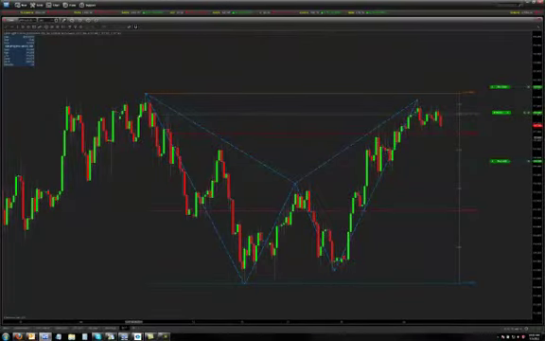But anyway, just wanted to show this to you guys. Keep an eye on this. Basically, this is what you want to write down if you're going to write it down. 50%, 618. 50% retracement, A to B, 618, B to C.